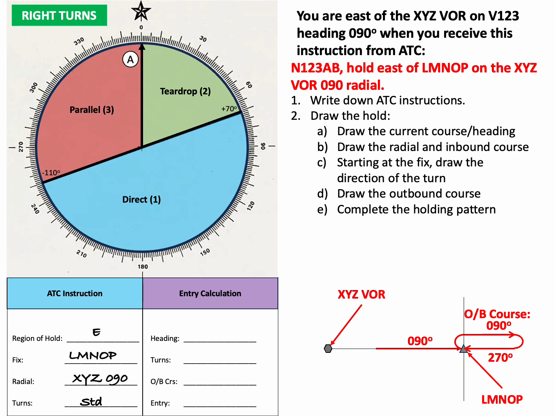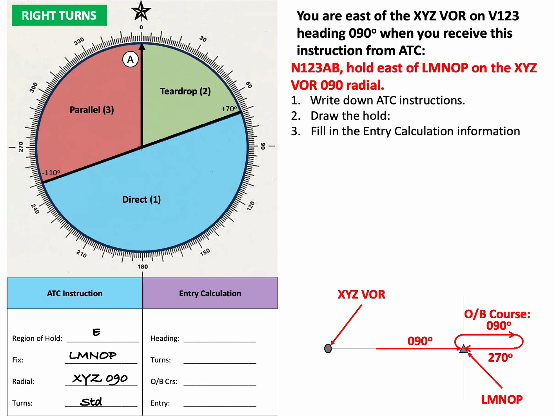Now that you have the diagram to visualize the hold, we can start our entry calculation. We know our heading is 090, and we know our turns are right turns. And we can look at our diagram and see that our outbound course is also 090. Next, we need to confirm we are using the correct wheel. We have right turns, and we are using the right turn wheel. Rotate the wheel until the circle A is on the 090.